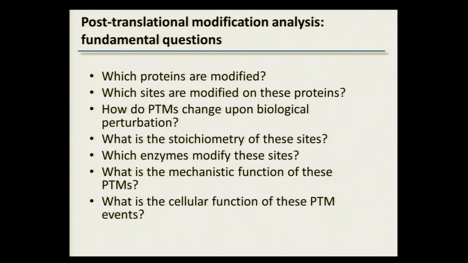And with stoichiometry, it's really hard to do that with mass spectrometry or with any method, but there are possible ways to do that. And for the other three questions, you really have to design your experiment in a particular way to be able to answer these questions. Which enzymes, for example, you can do in vitro assays with kinases. For mechanistic function, you could study, for example, interaction proteomes after mutating certain sites. And for the cellular function, usually people correlate a cellular phenotype to a certain mutation that they do on the protein.